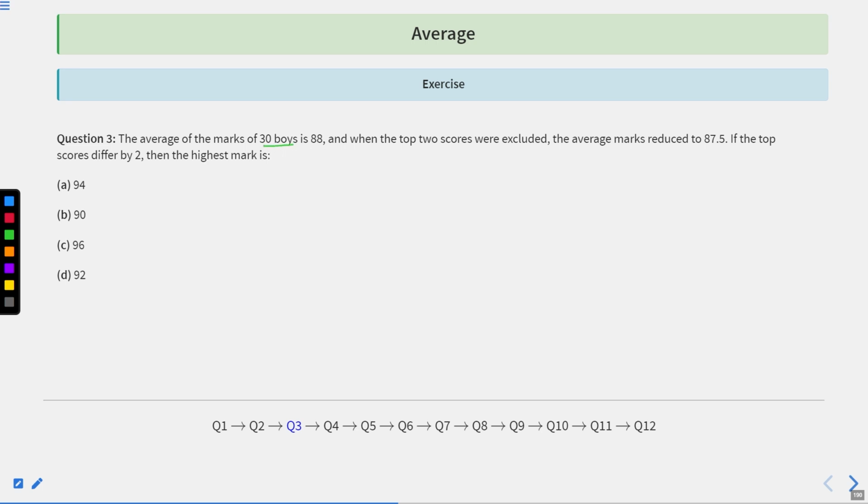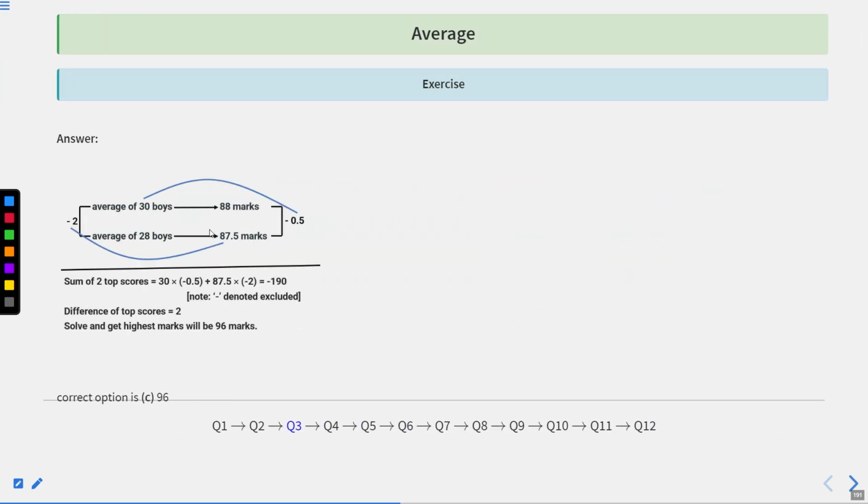So there are 30 boys and their average marks is given to us, which is 88. And when the top two scores were excluded, the average marks reduced to 87.5. So the next information given to us is, if the top two scorers' scores are removed from the sum, then the average reduces and it is 87.5. If the top two scorers differ by 2, then what is the highest marks?